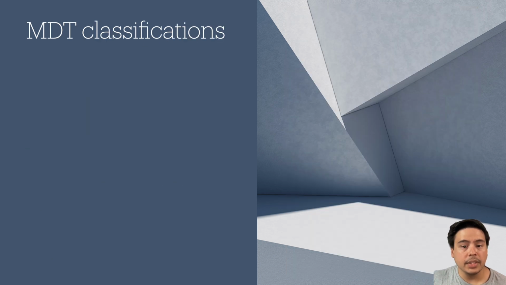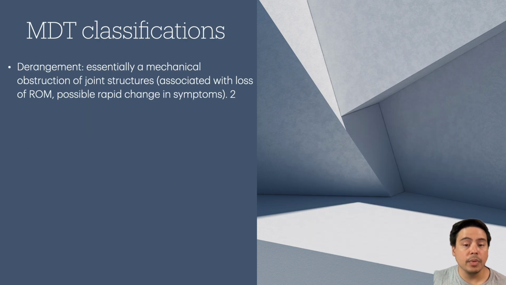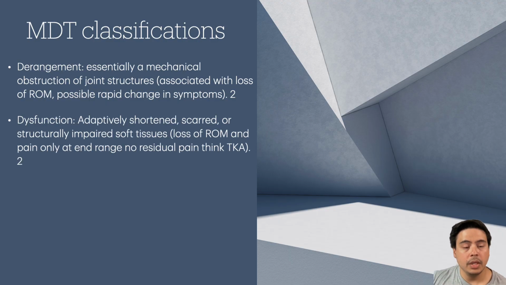So we're going to talk about the classifications here. One of the most common ones is the derangement, which is considered essentially a mechanical obstruction of joints. This is usually associated with loss of range of motion and a rapid change in symptoms typically. That's when you have centralization and peripheralization. For dysfunction, it's basically adaptively shortened soft tissues. Think loss of range of motion, pain at end range, but no residual pain after you've stretched at the end range. One example is a total knee replacement when you're stretching them.